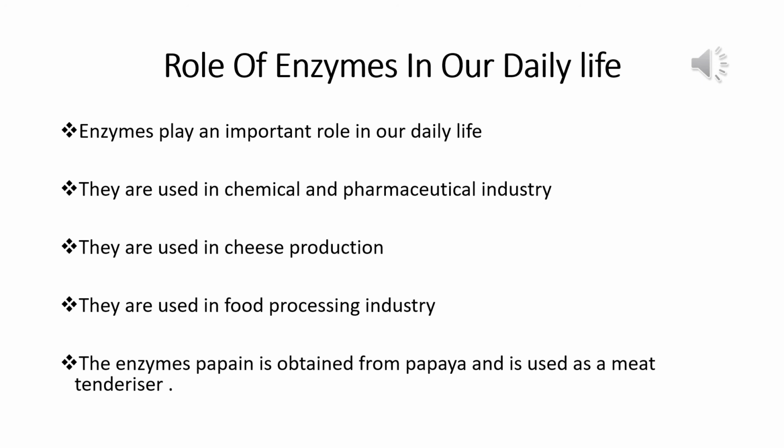The enzyme papain is obtained from papaya and is used as a meat tenderizer, due to which the meat is softened, which we use for eating. It is used in the processing industry.